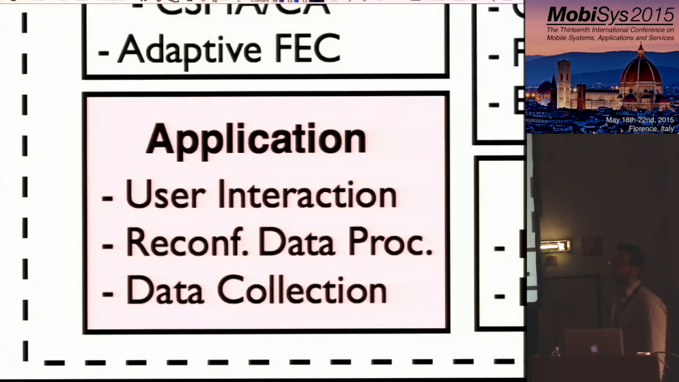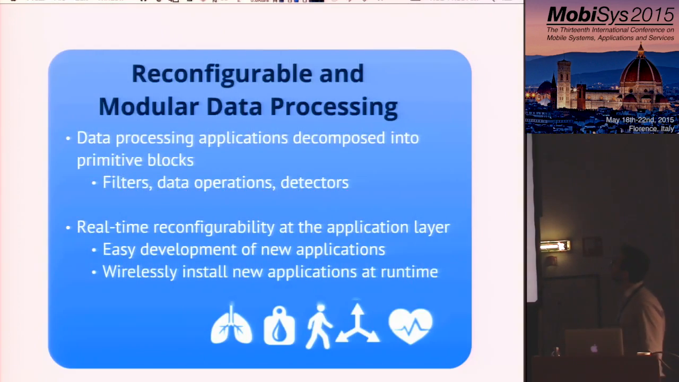At the application layer, of course, we manage the user interaction. But especially, we also have this reconfigurable and modular data processing. Basically, the data coming from the sensors are processed by applications that can be decomposed into primitive blocks: filters, data operations, detectors. We are able to arrange these blocks to easily create new applications. And more importantly, we're able to install on the fly this application on the wearable device from the phone, with no need of upgrading the firmware, because everything is done at the application layer.